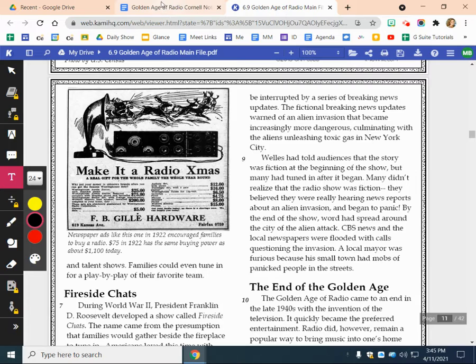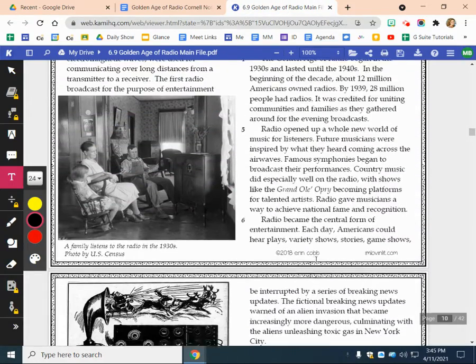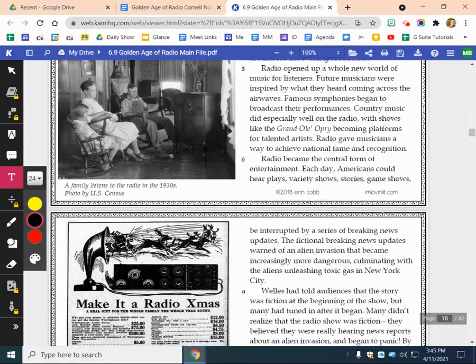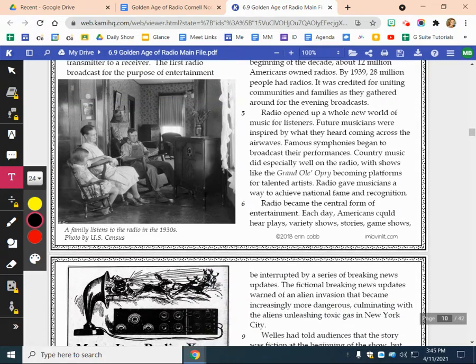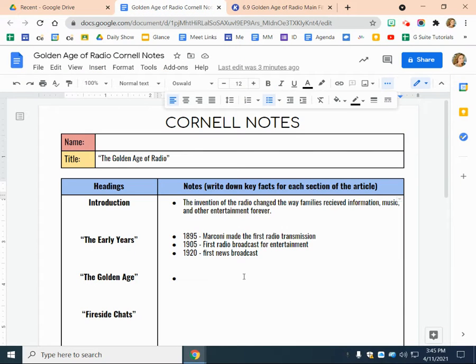So we're going to go back to the Golden Age. I'm not going to put the notes in this time. I want you to put the notes in. So go back and see the details that you think are the most important for this section. I would include 3 bullets for this section, just the most important key details that come from this section. So pause the video and add those to your notes, and then come back for fireside chats.